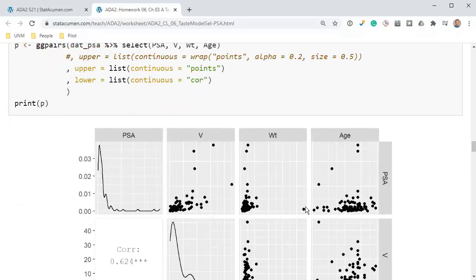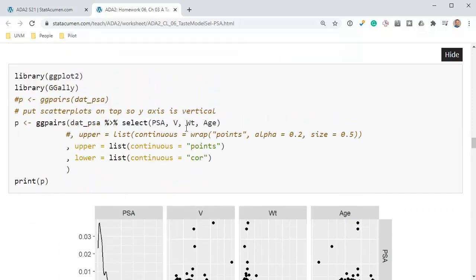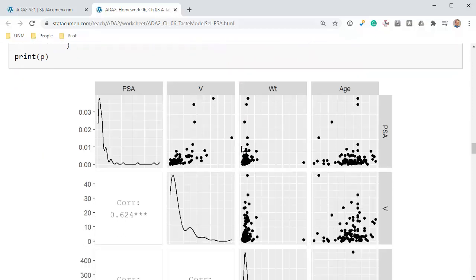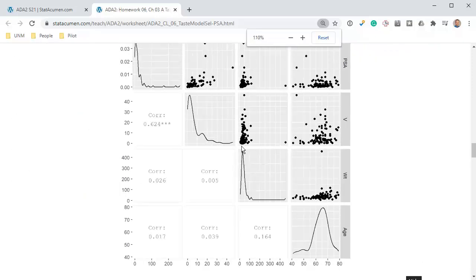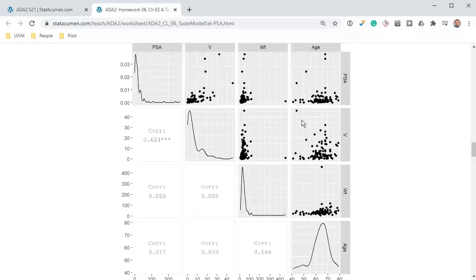So look at the scatter plot matrix now of just these 4 variables. The reason for selecting just these 4 variables is so that we don't have the ID variable displayed as well. Let me zoom out a little bit, that is probably zoomed out enough. Look at this, PSA right skewed, volume right skewed, weight right skewed. Age is basically symmetric. It's unusual for men to have issues sort of younger than 50 or 55. So this left tail is sort of that unusual group.